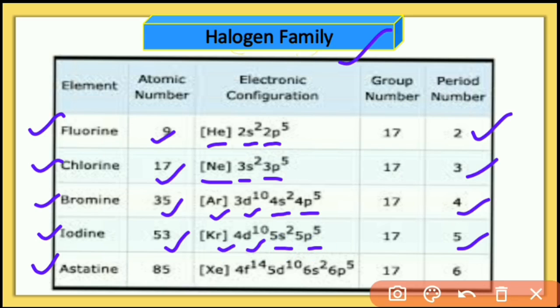Next, astatine atomic number is 85 and it belongs in sixth period. So we can write valence electronic configuration: xenon 4f14 5d10 and 6s2 6p5. So here filled f and d orbitals are present, which we add in sixth period: 4f14 and 5d10, and valence electronic configuration is 6s2 6p5.